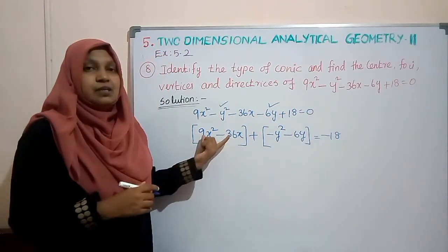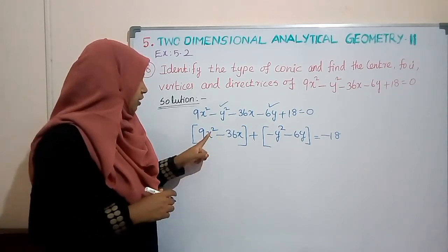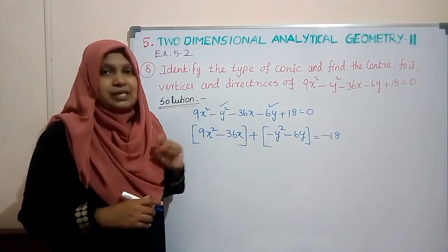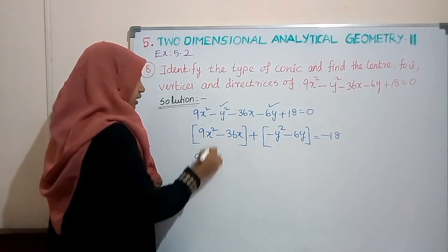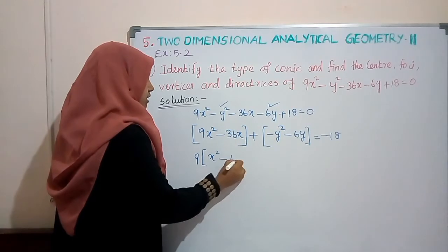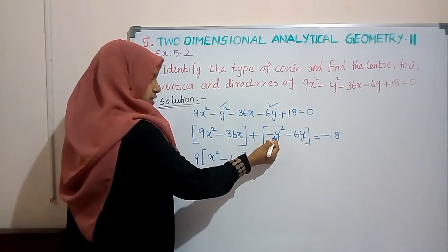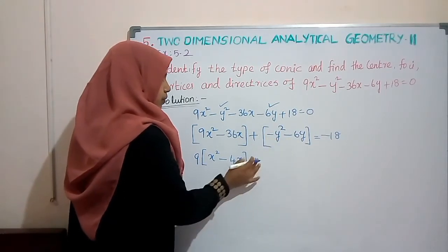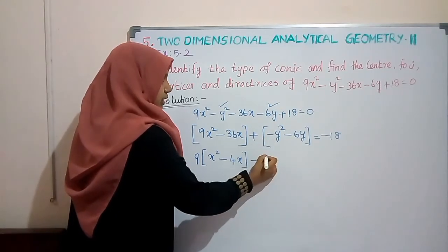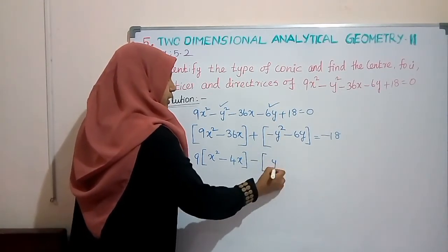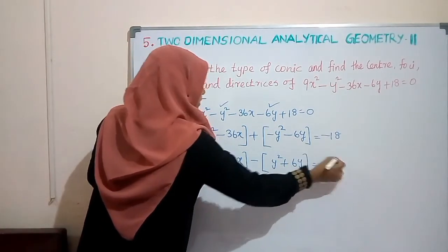Now you should make it as perfect square. When you make it as perfect square, its coefficient of x square and y square should be plus 1. So you should take 9 as common. Then it becomes x square minus 4x plus, here to make it as plus 1, you should take minus sign as common. Okay, so I am changing this plus sign as minus. We are taking minus 1 outside. So it becomes plus y square and plus 6y is equal to minus 18.